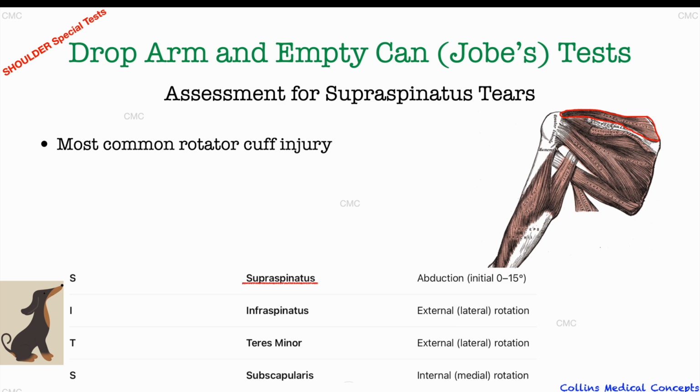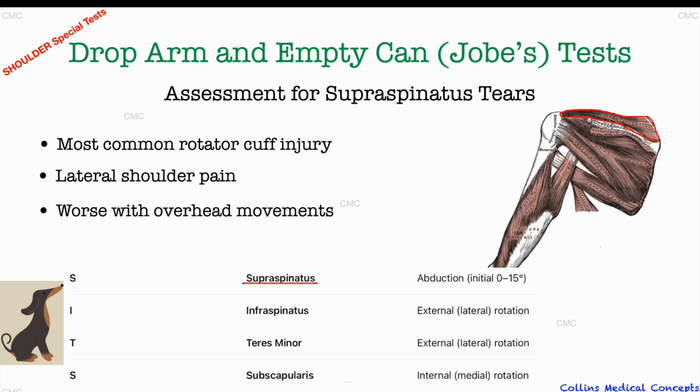With supraspinatus tears, patients will often present with lateral shoulder pain, usually after a traumatic event such as a fall on an outstretched hand or a sports injury involving overhead activities. And the patients will report a degree of weakness which will be worse when they are trying to do their overhead movements such as lifting their arm or reaching.